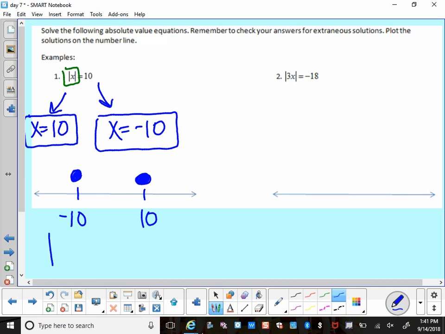My original would be, let's see here, I got negative 10. If I plug in negative 10 for x, do I get 10 out? Yeah, so this one works. If I have positive 10 in absolute value, does it come out to be positive 10? Yes, so both of those work. Checking for extraneous solutions is taking your x and plugging it back in for x to see if it's true. And honestly, I think today, all the solutions work.